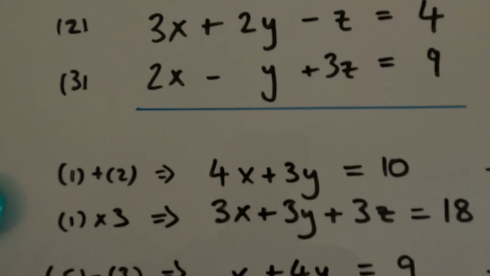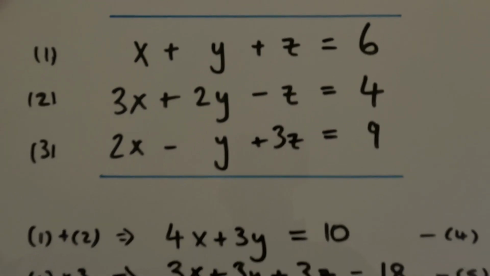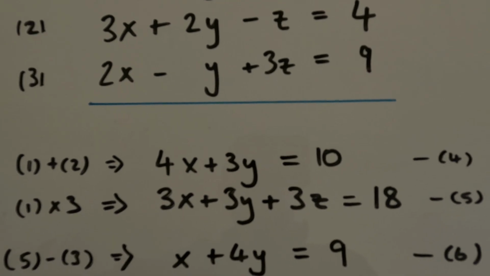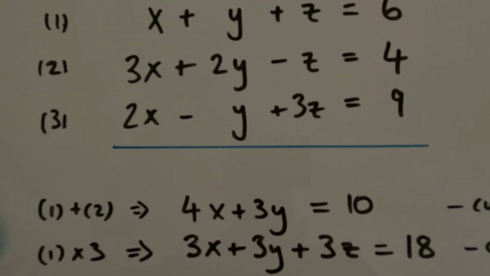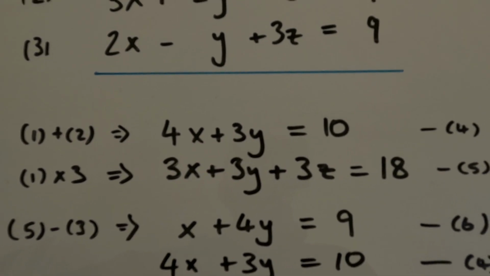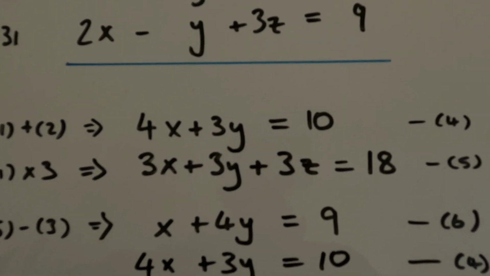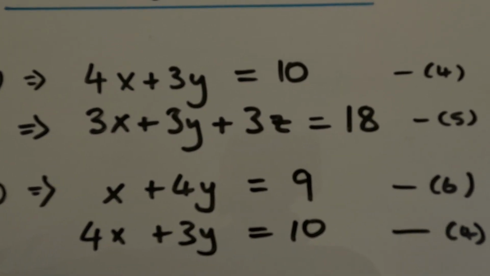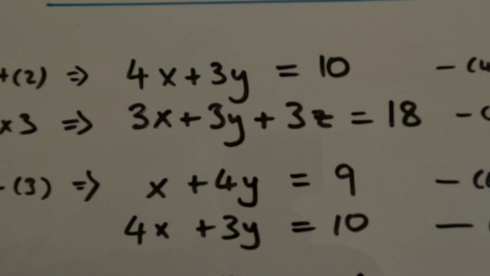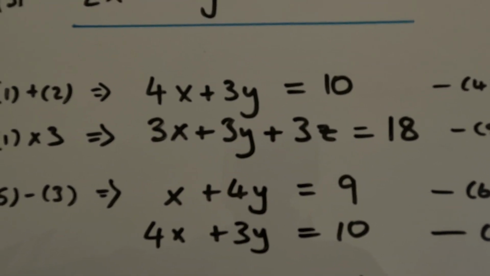So 1 times 3 will give us 3x plus 3y plus 3z equals 18. And then I will call that equation 5. And then I'm just going to subtract that from equation 3 to eliminate the 3z's to get x plus 4y equals 9. So now I've got two equations and two unknowns involving x and y. This is now a two equation, two unknown system like we did in the previous case. So we proceed like we did in that case.